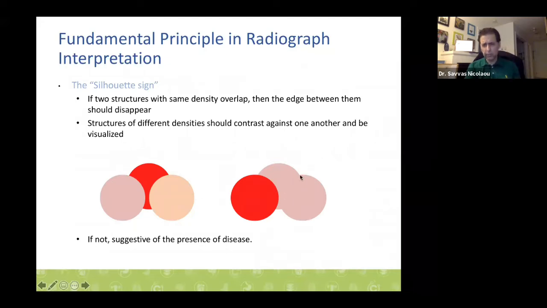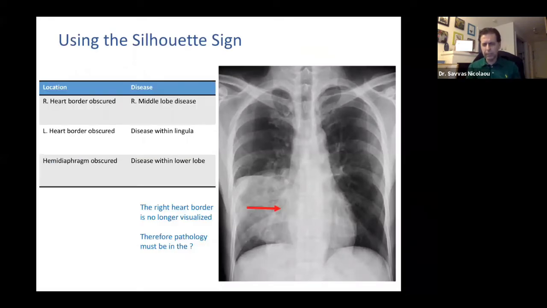But on the right-hand side, we can see these 2 areas of the same attenuation, the same color being pink. You cannot perceive the different ends of these structures because they blend with one another because of the same attenuation, and that implies pathology from a radiographic perspective, and we'll talk about that, how we use the silhouette sign. So using the silhouette sign, we'll talk more about this throughout the talk.